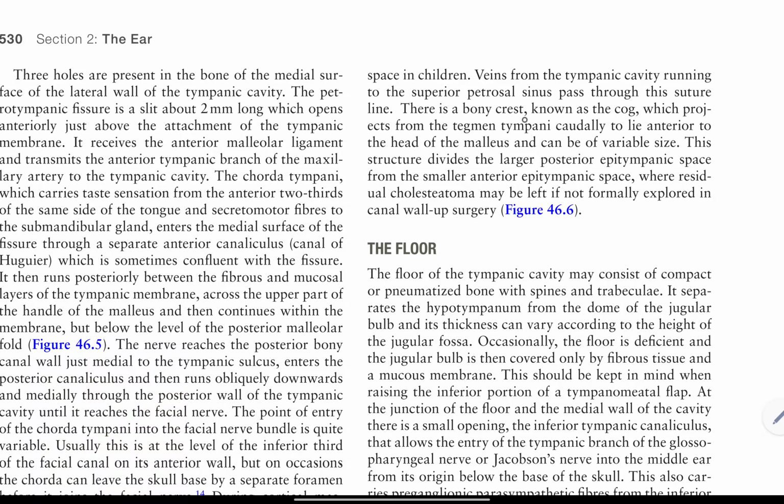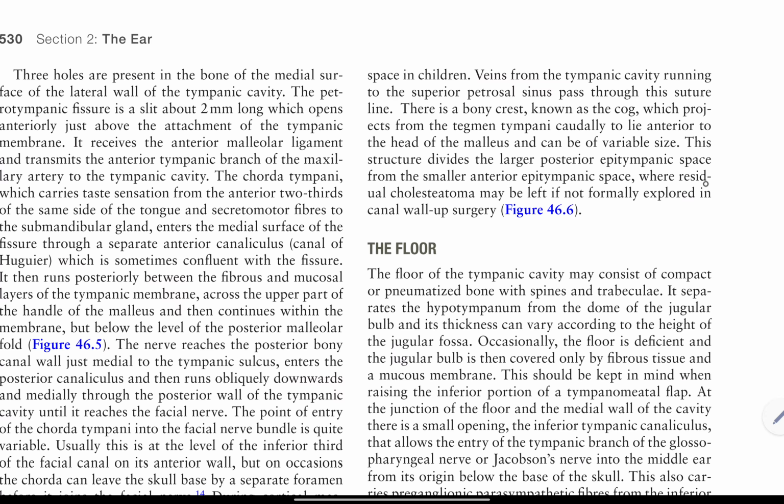There is a bony crest known as the cog, which projects from the tegmen tympani caudally to lie anterior to the head of the malleus and can be of variable size. This structure divides the larger posterior epitympanic space from the smaller anterior epitympanic space, where residual cholesteatoma may be left if not formally explored in canal wall up surgery.